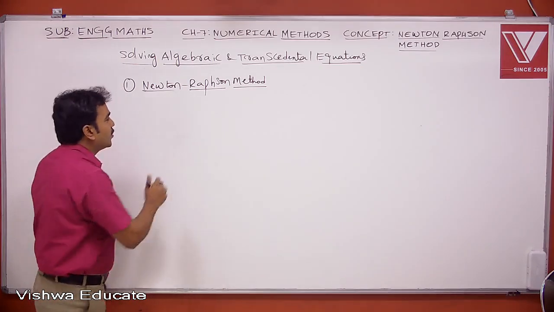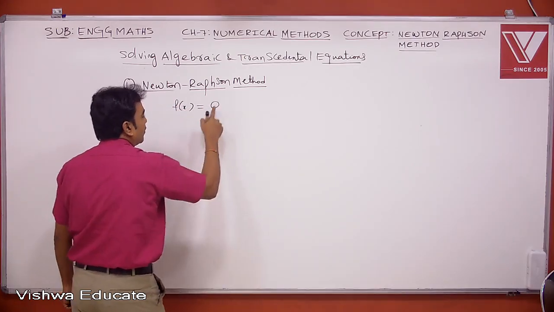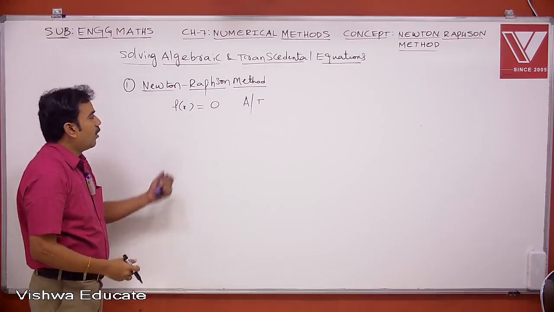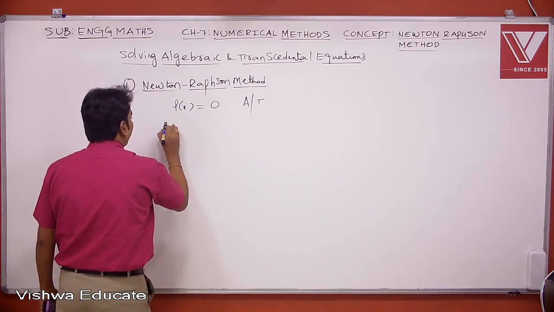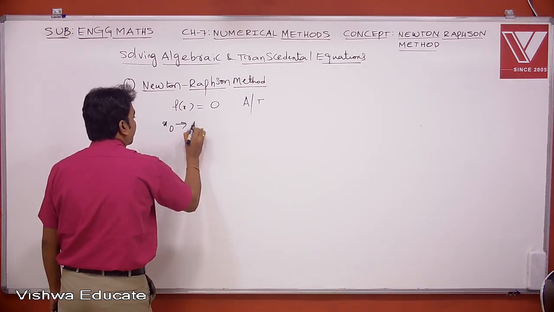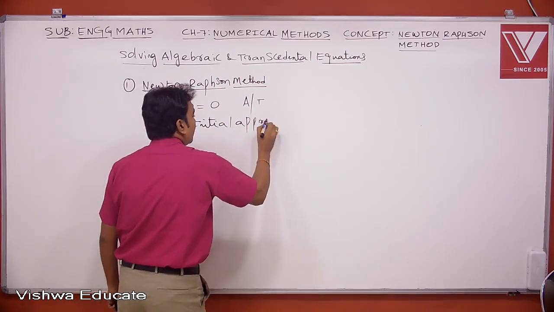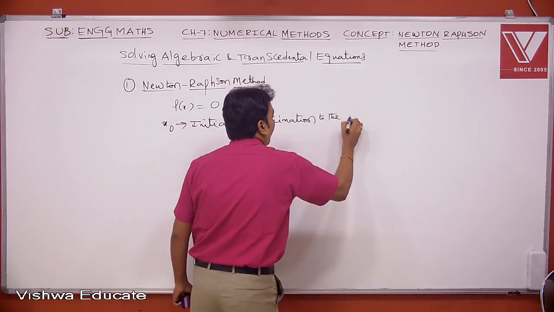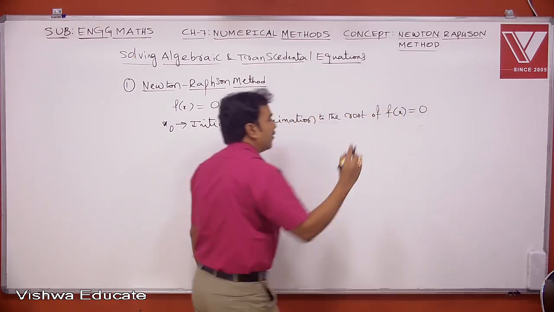Let us say, suppose I have an equation f of x equal to 0. This can be an algebraic equation or a transcendental equation. Now I need to find the root of this equation. So here assume that x0 is an initial approximation to the root of f of x equal to 0.